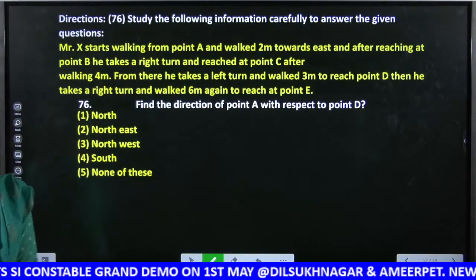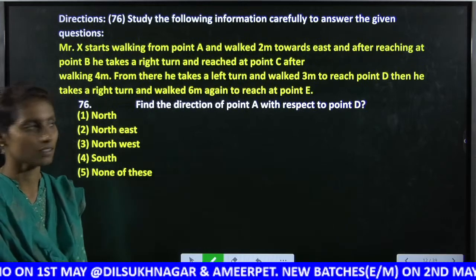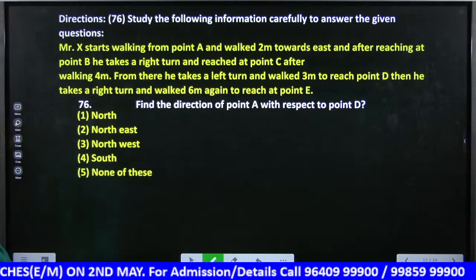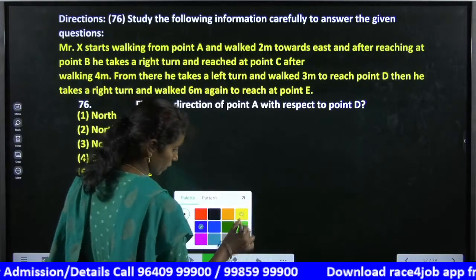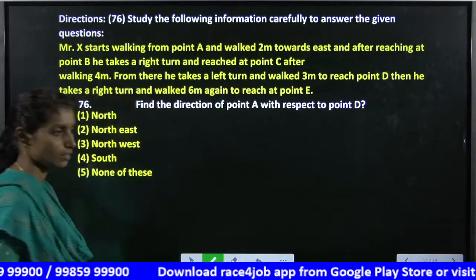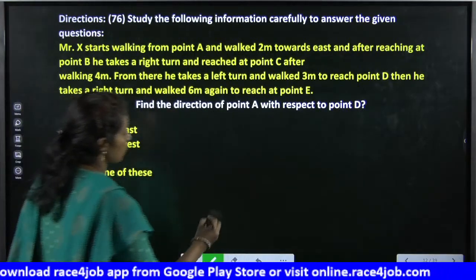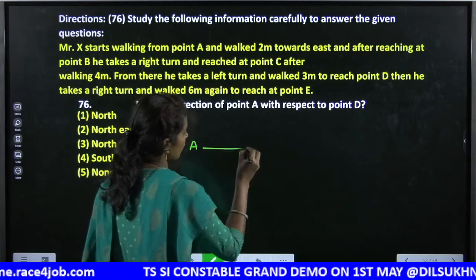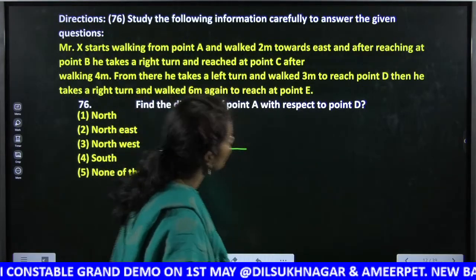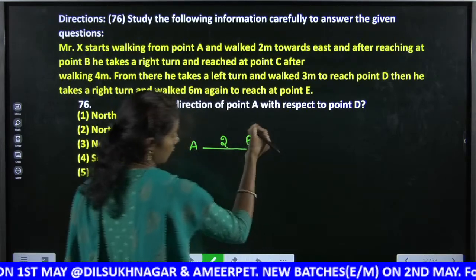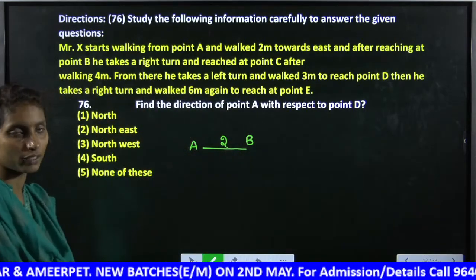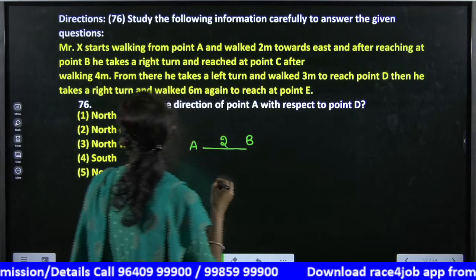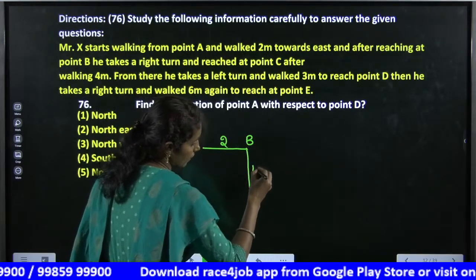Next question. Here we have a question from directions. A question is given from directions. A particular Mr. X starts walking from point A. Mr. X has started walking from a particular point, point A, and walked 2 meters towards east. After reaching point B, he traveled from point A to point B, 2 meters. He takes a right turn and reaches point C after walking 4 meters. Again he traveled 4 meters and reached C.